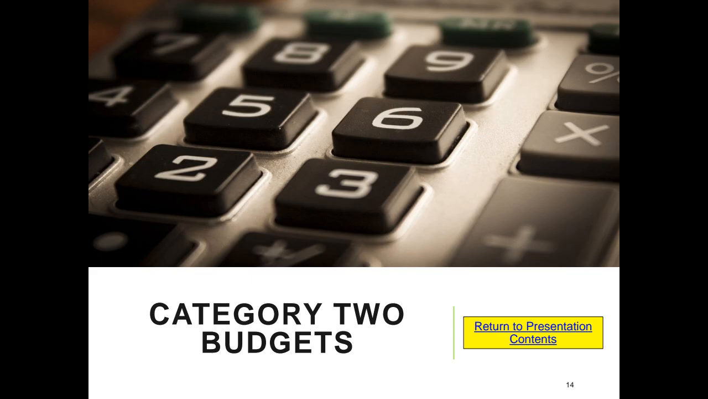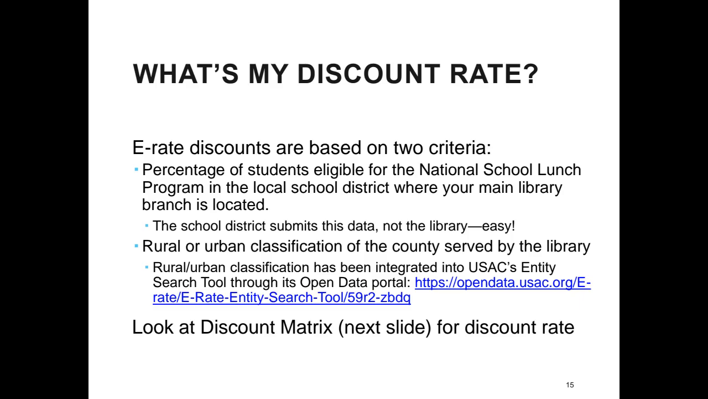Now let's talk about category 2 budgets, because there is a limit on the amount of support libraries can get through the E-rate program. So first we need to talk about the discount rate.